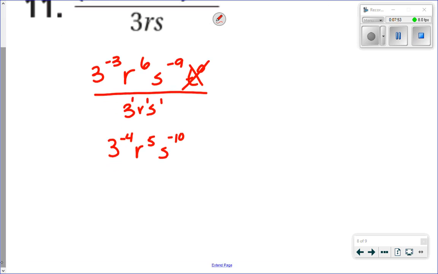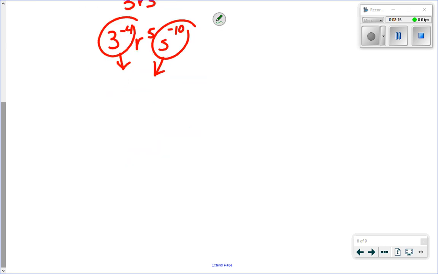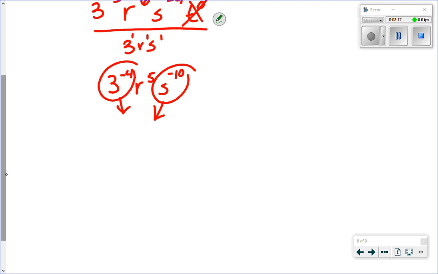Alright, so it looks like I'm kind of getting close, but still not there yet. I've got some negative exponents. Remember when we talked about negative exponents, if they're on top, they can be moved to the bottom. That means this is going to be sent down, and so is the s term. I'm not going to touch r because that is already positive, which is what we want. So I'm going to have r to the 5th on top, and then these exponents are going to turn positive. So 3 to the 4th, s to the 10th.